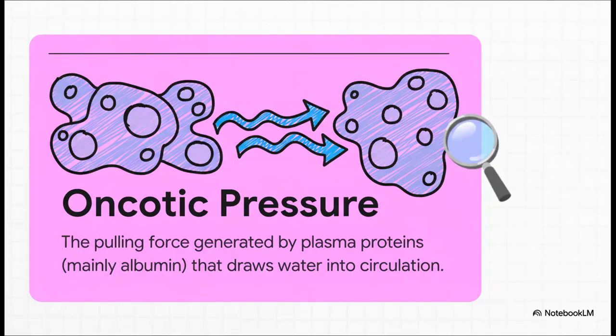So, what stops all our fluid from just leaking out into our tissues? That's where the puller comes in, oncotic pressure. It's a special kind of osmotic pressure that's created by big proteins, mostly one called albumin, that are just too large to escape the capillary. They act like these tiny little sponges, constantly pulling water back in and holding on to it.